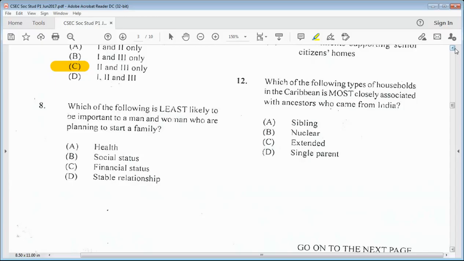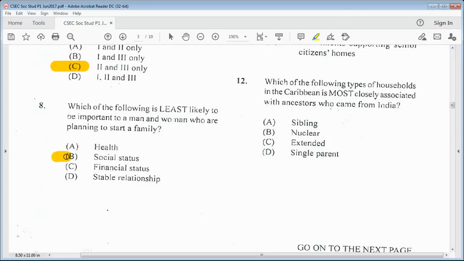Which of the following is least likely to be important to a man and woman who are planning to start a family? A, health, B, social status, C, financial status, or D, stable relationship? So I say, which one of the following is least likely to be important? From our options, all of them could be selected, but the one that is least, less of all of the answers. So we're going to go with B, social status.